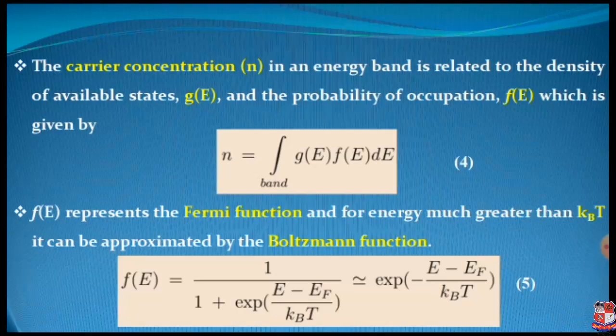F of E represents the Fermi function, and for energy much greater than kBT, it can be approximated by the Boltzmann function, given in equation number 5 as f of E is equal to 1 upon 1 plus exponential of (E minus EF) upon kBT, where kB is the Boltzmann constant and T is the absolute temperature in Kelvin. This expression can be further reduced to exponential of minus (E minus EF) upon kBT.